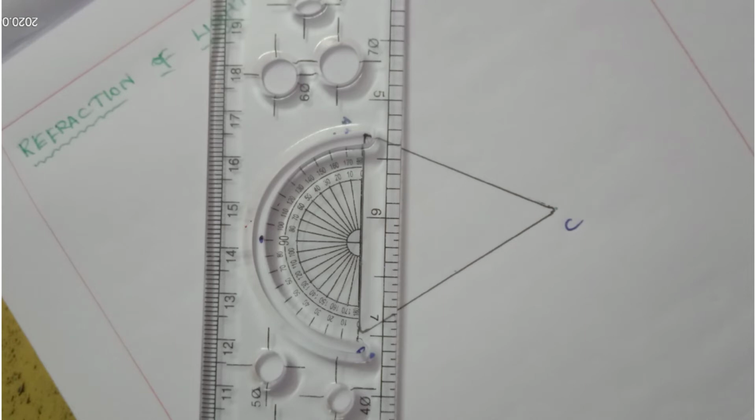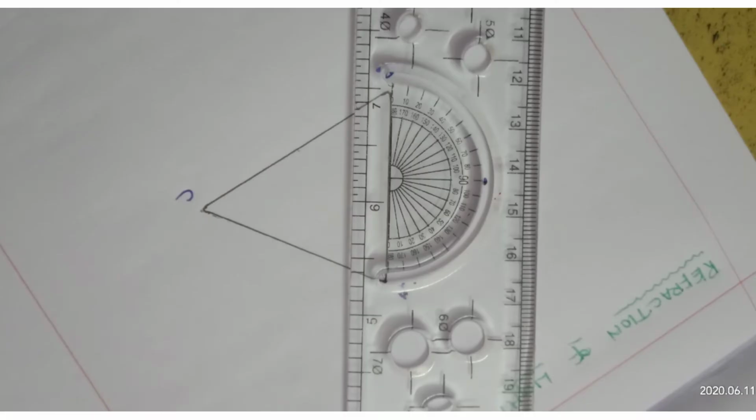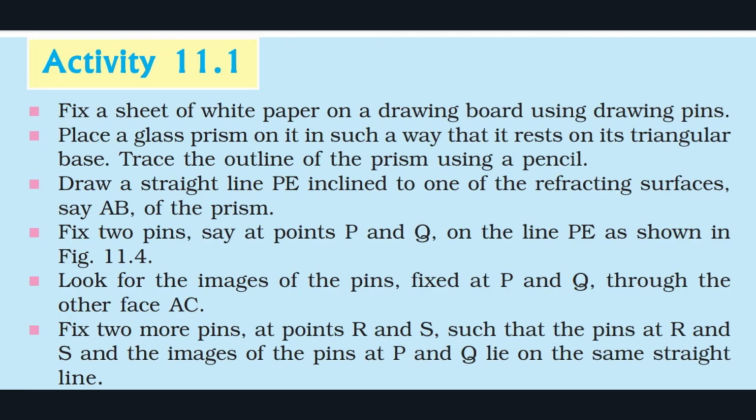Now draw a perpendicular line on side AB using a protractor. Take the midpoint of AB and place the protractor at 90 degrees. Then mark a point and draw the perpendicular line to side AB. That is the normal to AB. Let's see. Fix two pins. Draw a straight line PE inclined to one of the refracting surfaces, say AB, of the prism.